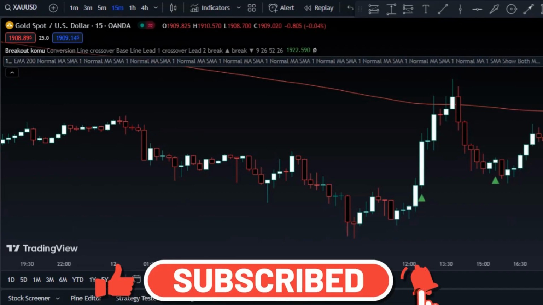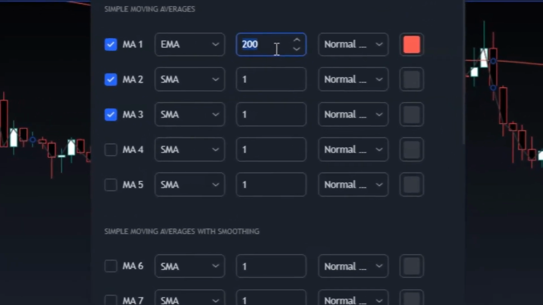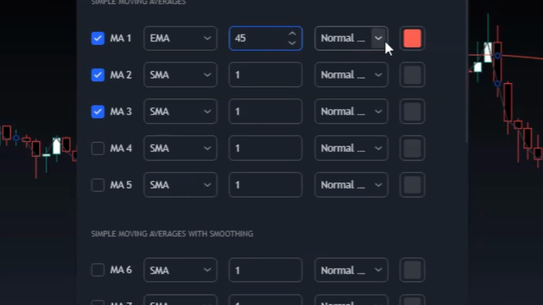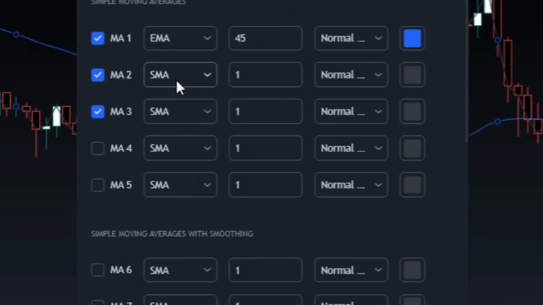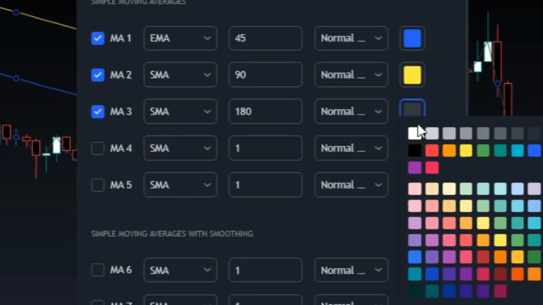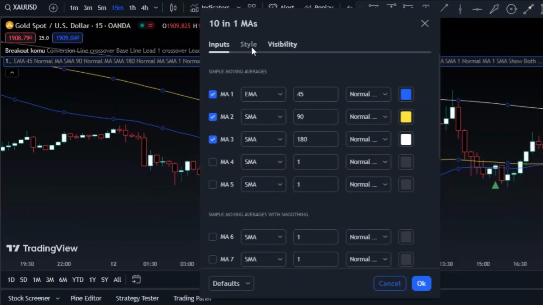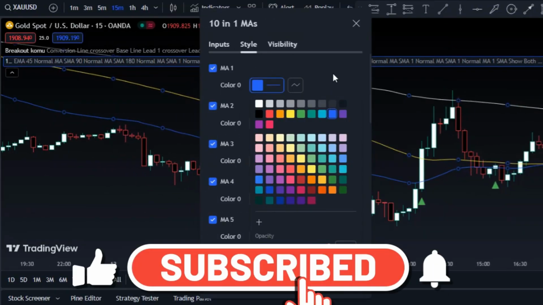So now click the settings icon for the indicator and in the input section, change MA1 to EMA and then change the period to 45 and then change its color as you wish. Now activate MA2 and select SMA as the method and change its period to 90 and then select its color. Now also activate MA3 and select the SMA as its method and set the period to 180 and finally select the color of your choice. Then in the style section you can also change the thickness of these lines.